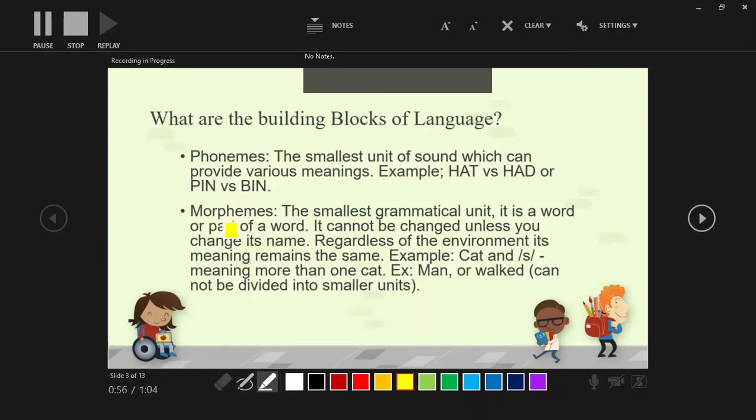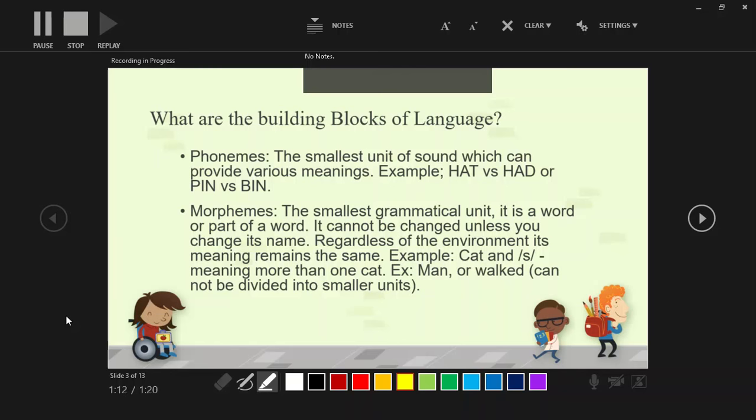A morpheme. The smallest grammatical unit. It is a word or part of a word. It cannot be changed unless you change its name. Regardless of the environment, its meaning remains the same.